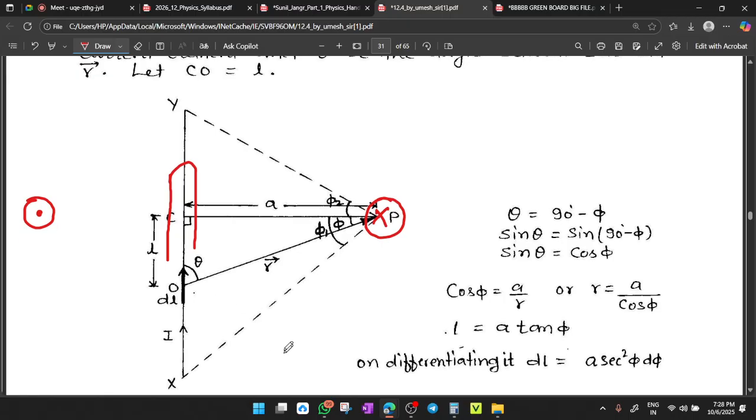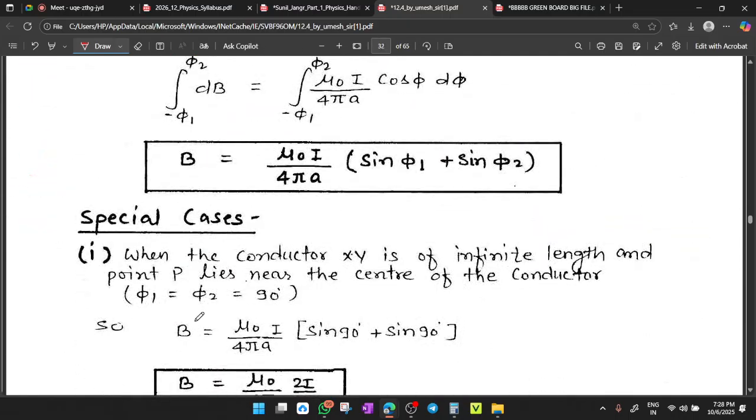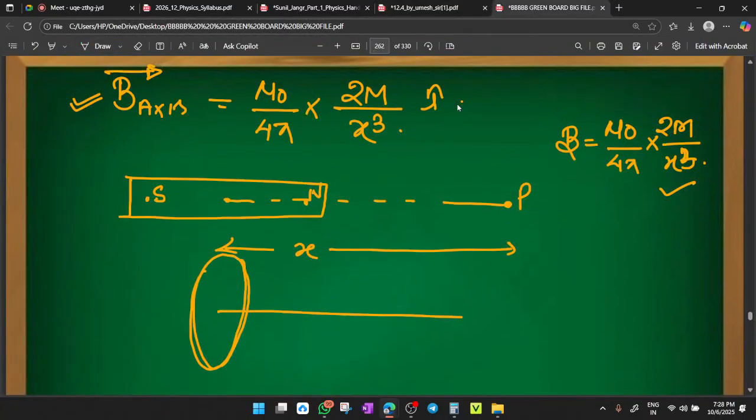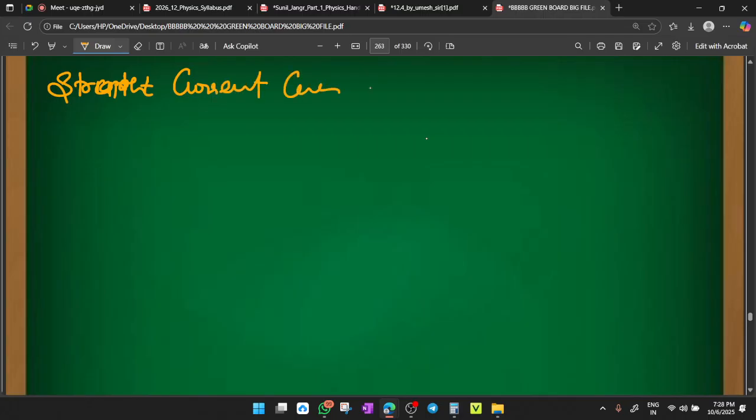Now, to find the intensity of magnetic field, write this formula. B equals mu naught I upon 4 pi a, sine phi 1 plus sine phi 2. Okay? Mu naught I upon 4 pi a, sine phi 1 plus sine phi 2. Yes, beta? This is for a straight current carrying conductor.